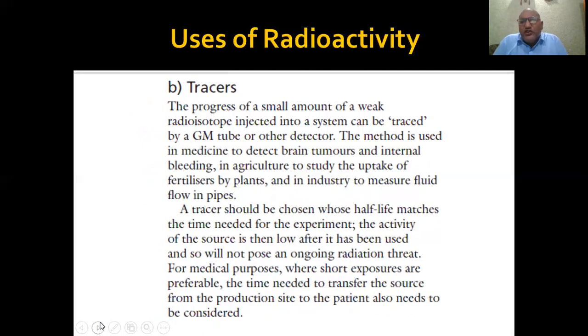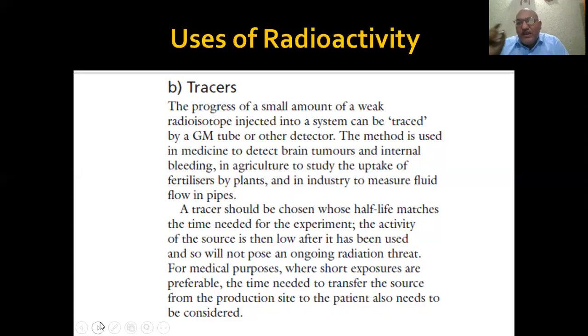Okay, so another use of radioactivity is as a tracer. What we do is put radioactive isotopes into medicine. We put radioactive tracers into fertilizer, and what actually happens is that the radioactive isotopes, with the medicine or with the fertilizer or with the injections, go inside the body, and wherever they go, obviously they are radioactive, so they are giving out radiation.